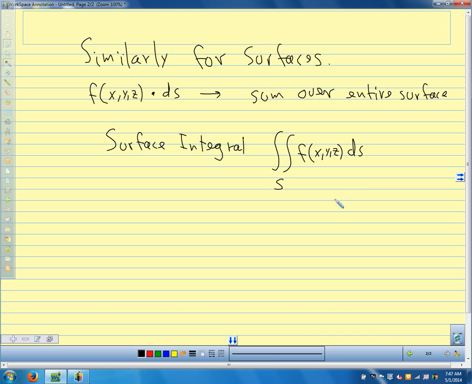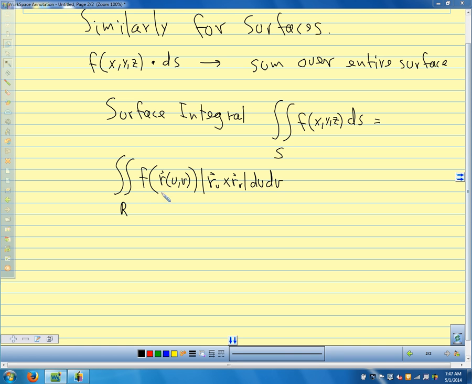ds. And the way that we're going to evaluate this is exactly how we evaluated a scalar line integral. This is going to equal the double integral over R of f, and we're going to parameterize our surface and express f in terms of our parameterization of the surface. So we're going to say f of r of u and v. And then our ds is the magnitude of r sub u cross r sub v du dv. And again, f is our function expressed in terms of the parameters u and v. ds is this magnitude of the cross product, and R is our region in the uv plane.